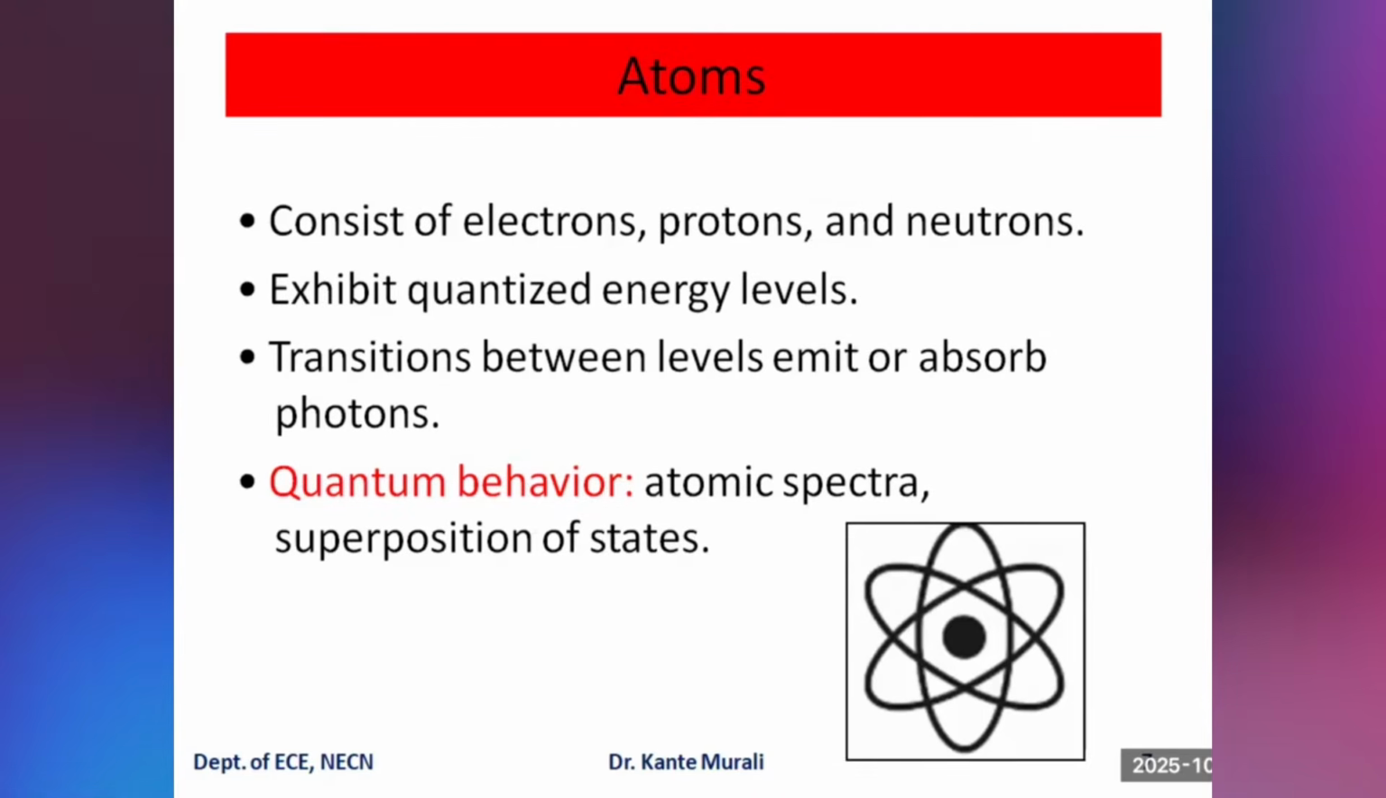Next, come to the atoms. They consist of electrons, protons, and neutrons. Atoms have discrete energy levels. That means electrons jump between levels and emit or absorb photons. We can understand the quantum behavior by studying atomic spectra and superposition of states. A real-time example is the laser, which works because of atomic energy level transitions, where electrons jump from a high energy level to a low energy level and the emission of light takes place.